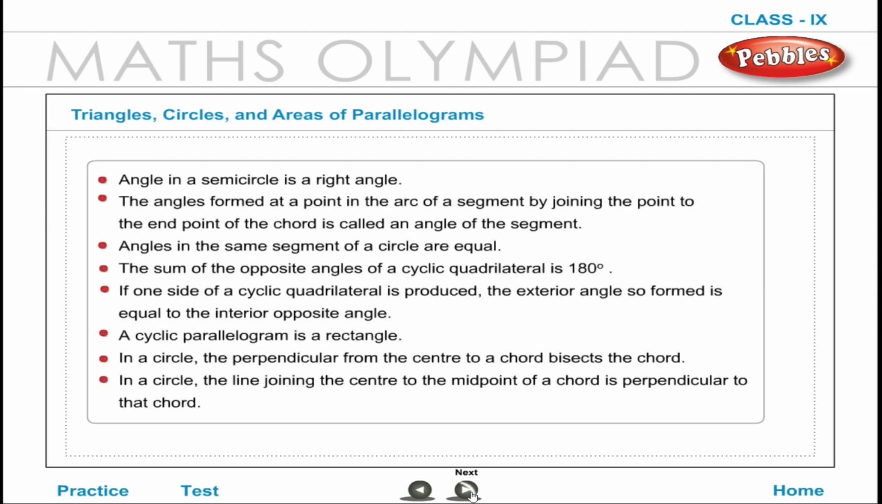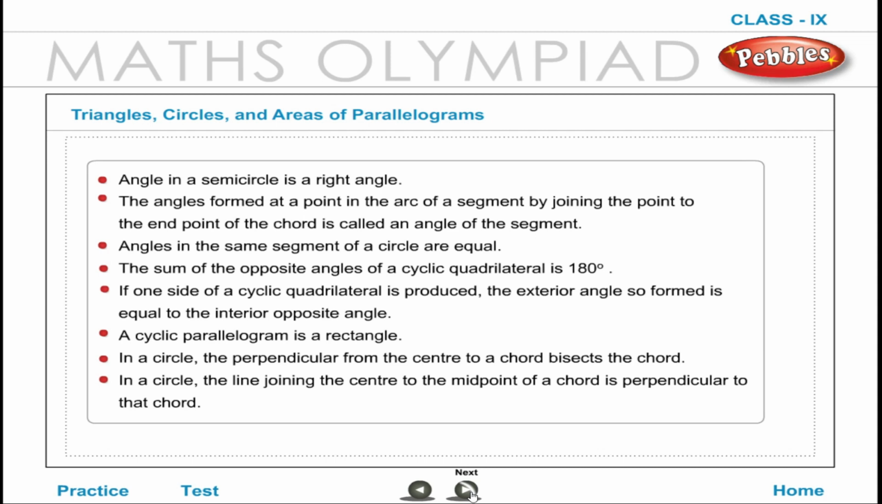Angle in a semicircle is a right angle. The angle formed at a point in the arc of a segment by joining the point to the endpoints of the chord is called an angle of the segment. Angles in the same segment of a circle are equal. The sum of the opposite angles of a cyclic quadrilateral is 180 degrees.